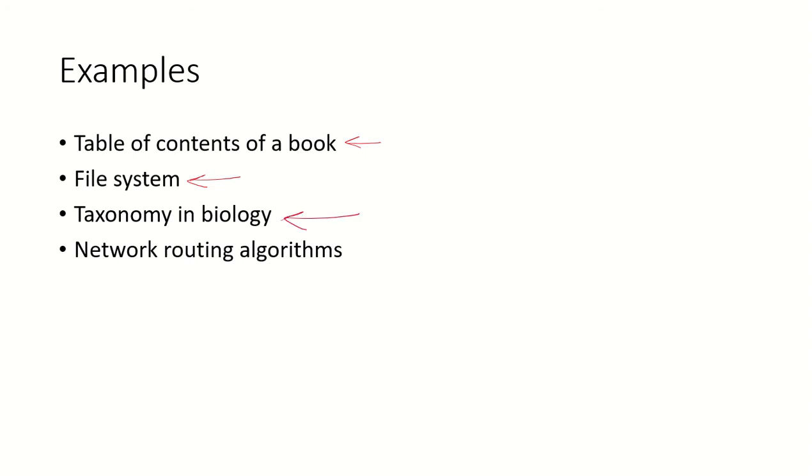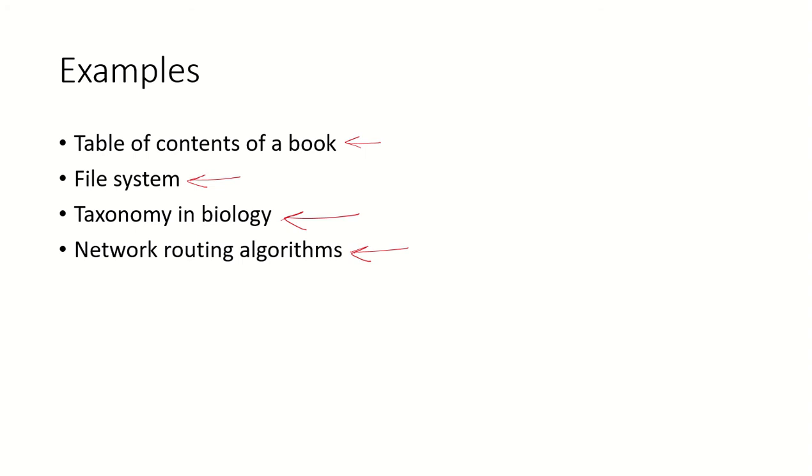What about the taxonomy in biology? Think of the animal kingdom and how you can have an order or a hierarchy of the various animals that are present in the animal kingdom, or the aquatic life. Then we have network routing algorithms. It could be flat and it could be hierarchical as well. So there are many examples of hierarchical data which come across in our daily life.